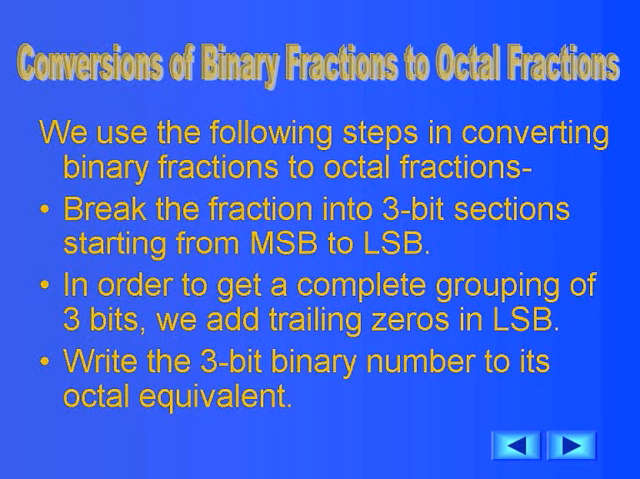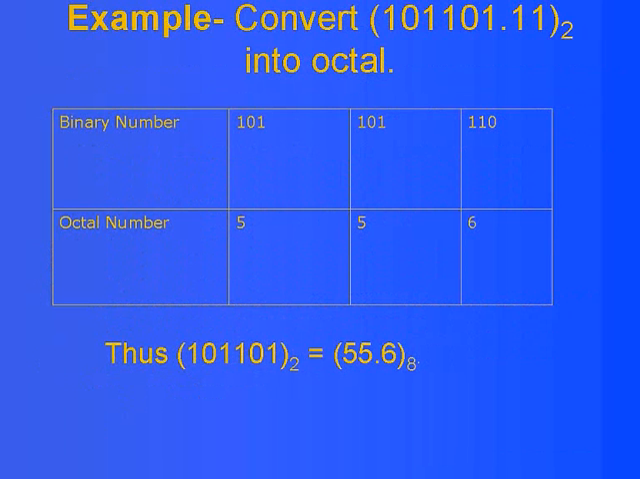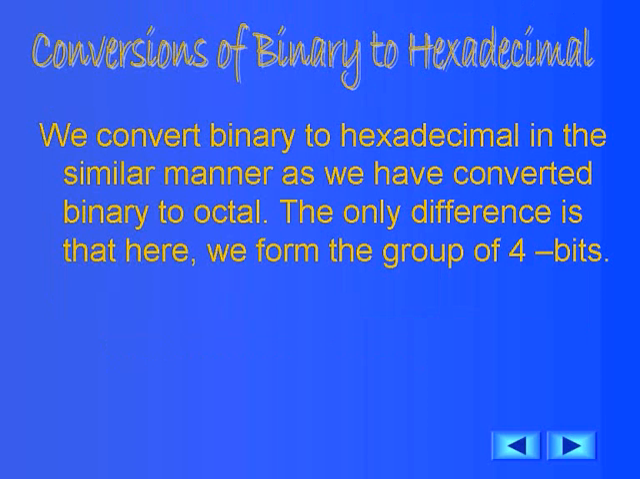Conversion of binary fractions to octal fractions. We use the following steps in converting binary fractions to octal fractions. Break the fraction into 3-bit sections starting from most significant bit to least significant bit. In order to get a complete grouping of 3 bits, we add trailing zeros in least significant bit. Write the 3-bit binary number to its octal equivalent. Convert 101 101.11 into octal. We write the number in 3-bit form. The number is 101 101.110. So the octal number is 55.6, hence the number is 55.6.